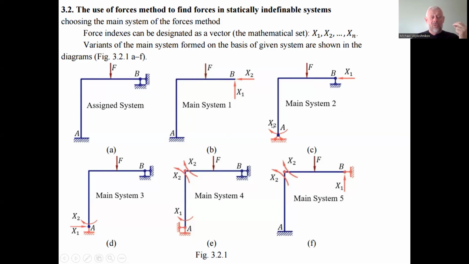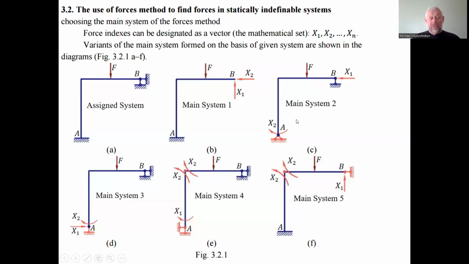One of the efforts could be the rotating moment in the embedding A, when we change the embedding by the fixed hinge, making from the assigned system the second option of the main system. So this is a statically definable system as well. And we have 2 unknowns subject to find: the force from the right, directed leftward to the point B, and the bending moment in the point A.